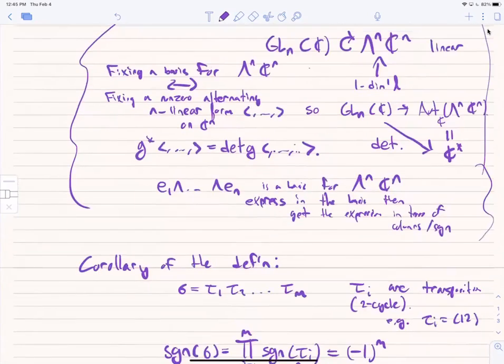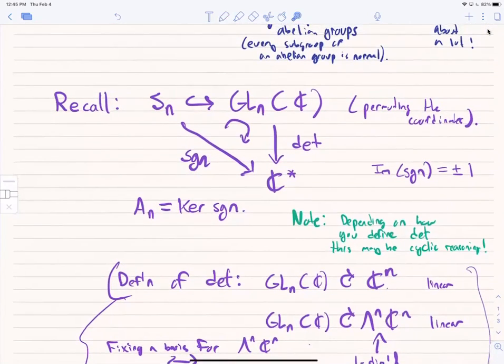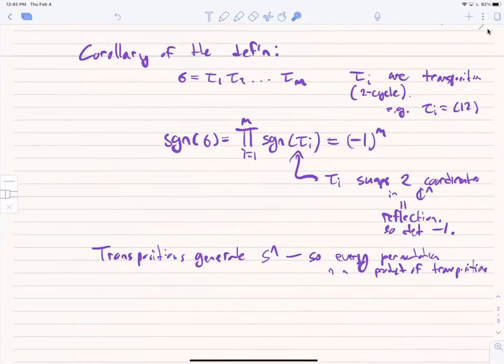And this also shows that not only is the image contained in plus or minus 1, it's really equal to plus or minus 1, because as soon as n is at least 2, there is a transposition in Sn. So you get something. Okay, good.